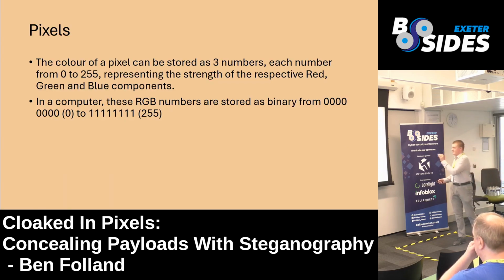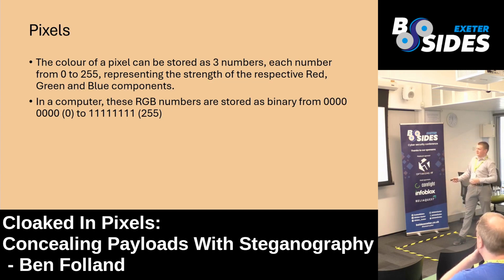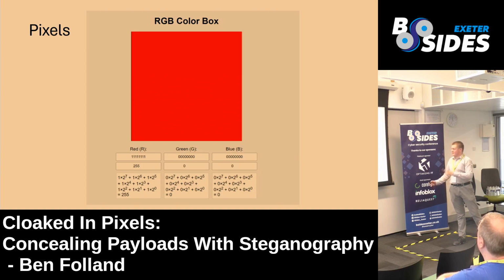Pixels. I said it again, and I'm going to repeat it probably more times. The color of a pixel can be stored as 3 numbers. Each number represents the strength of the corresponding red, green, and blue components, and the numbers are stored in binary, because computers understand binary, from a minimum of 8 consecutive zeros to the maximum of all ones, which translates to 255. So what we can do is look at another web page here which demonstrates how this RGB thing works. What I've got here is basically an analogy of a pixel, and then I've got the various components for RGB there.